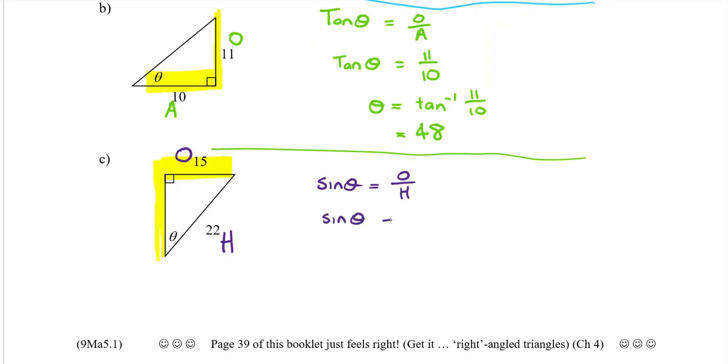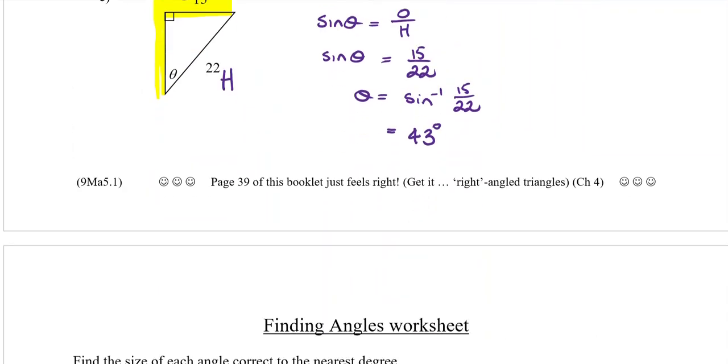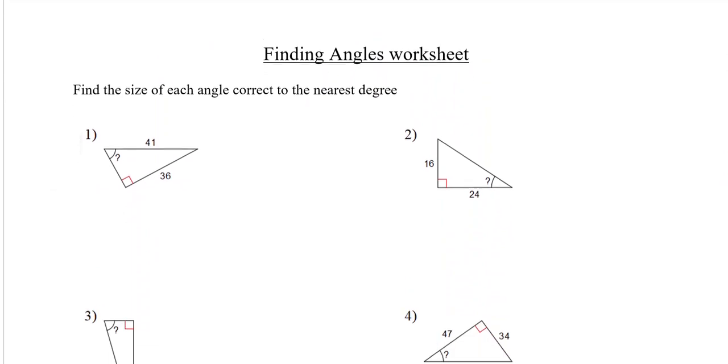Next line, sub in the O and the H. O is 15 for the top. H is 22 for the bottom. Okay, get the theta by itself by sliding the sine across, which is inverse sine of 15 over 22. Type it in. 43, excellent. Who said that? Good job. 43 degrees. Making sense? Is that the last one? It is the last one of ours. So your turn to practice.